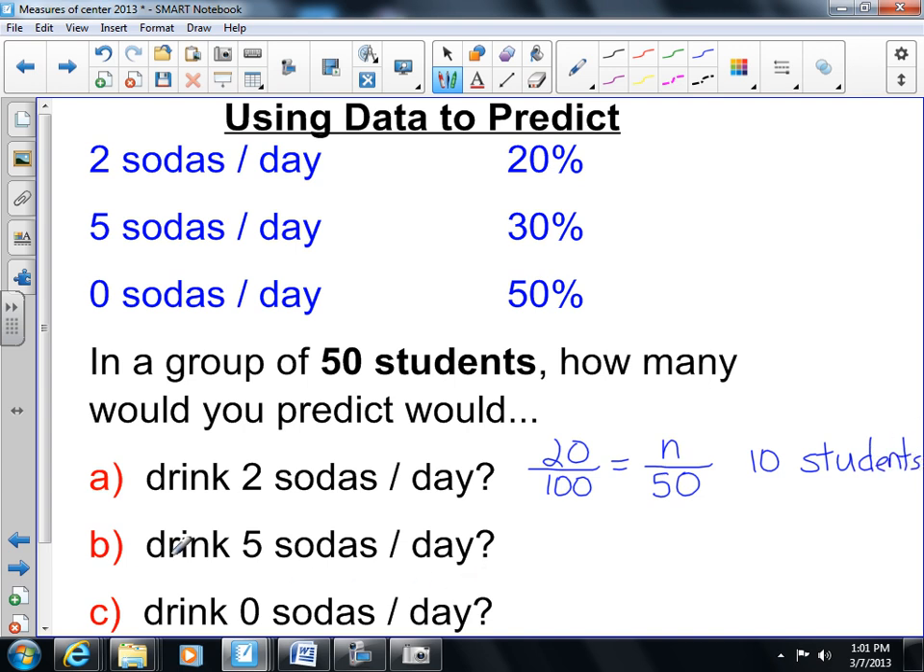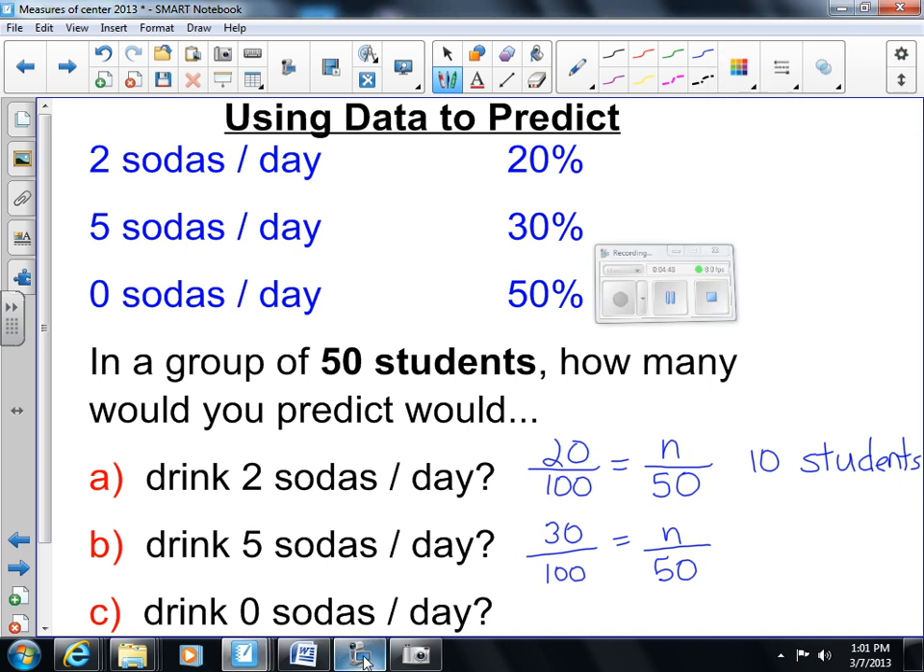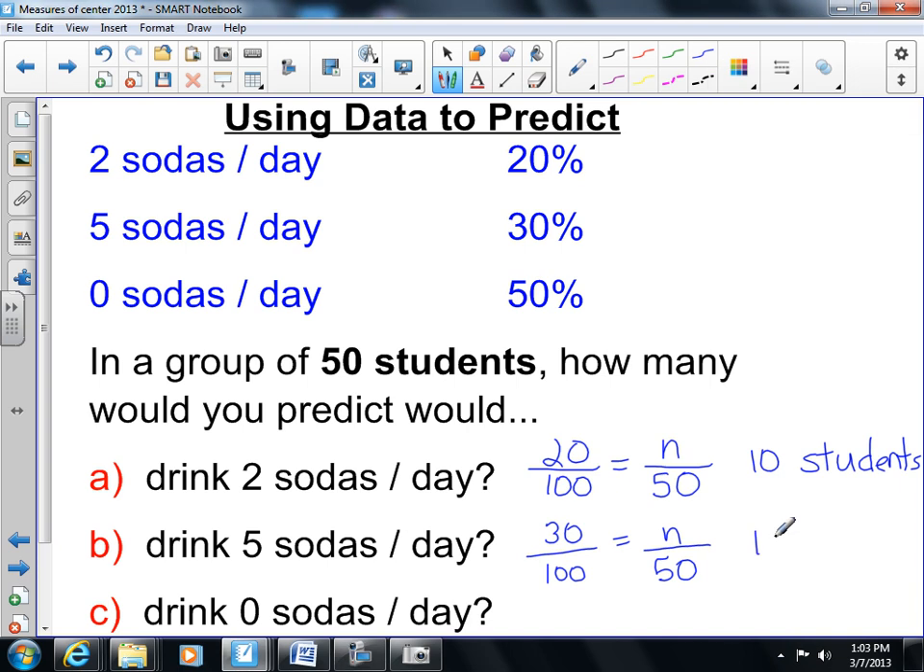Now, how am I going to find out in the whole 7th grade how many students drink 5 sodas per day? Okay, 5 sodas per day is what percentage of the students? So it'll be 30 over 100 equals N over what? 50. Very good. That's your whole this time. We're just figuring it out. 50 students. Okay, do the math, and when you have a solution, raise your hand and I'll check you, and then you check your partner, please. Good job. It looks like everybody's coming up with 15 students.